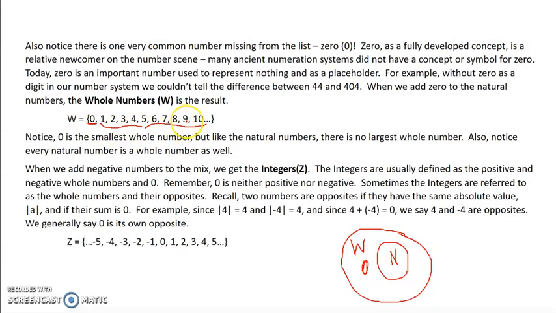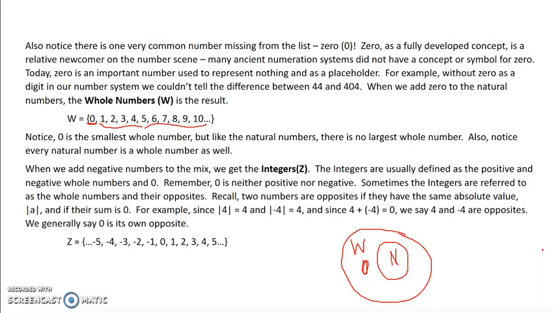9, for example, again, is both a natural number and a whole number. So notice that 0 is the smallest whole number, but like the natural numbers, there is no largest whole number. Also notice, and we said this before, that every natural number is also a whole number. So what's missing from the whole numbers is the negative parts, right? So negative numbers are important for us to represent quantities when we're in the hole, or quantities where we owe something. If you have a negative balance at the bank, then you owe the bank, right?